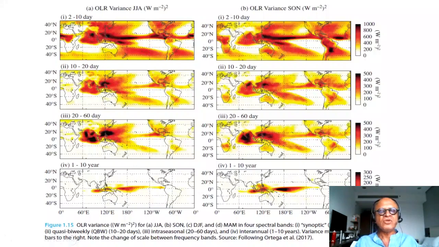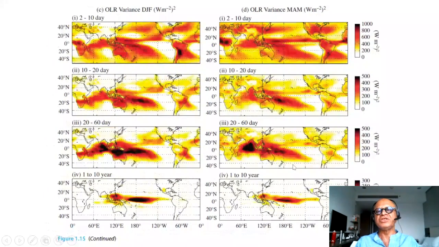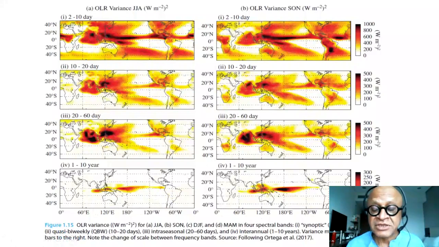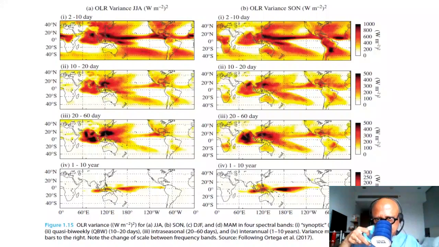So you can see that seasonally speaking, JJA doesn't have as much variance in OLR at this time scale compared to SON, and we will see that DJF also has much higher variability at that time scale because, again, El Nino happens at this time scale, with El Nino peaking in DJF. Okay, so just remember those.